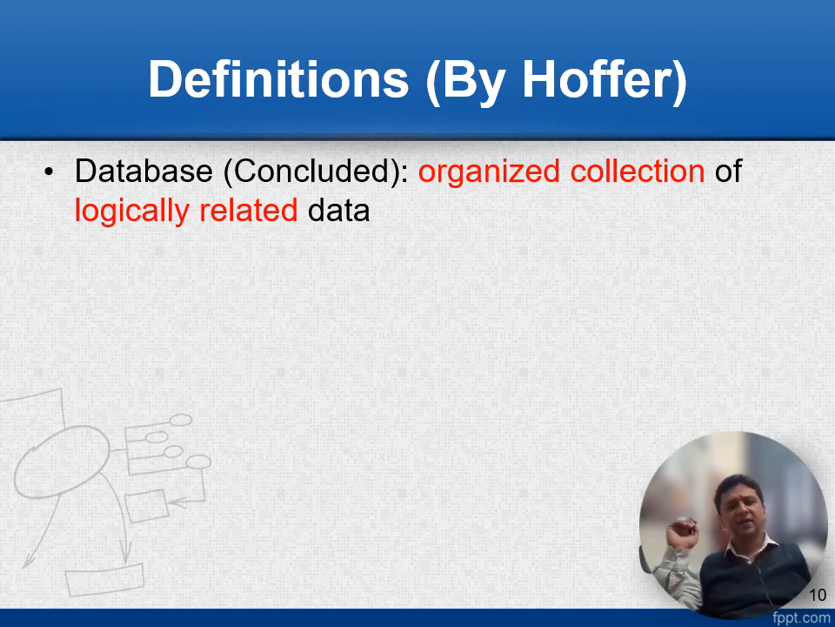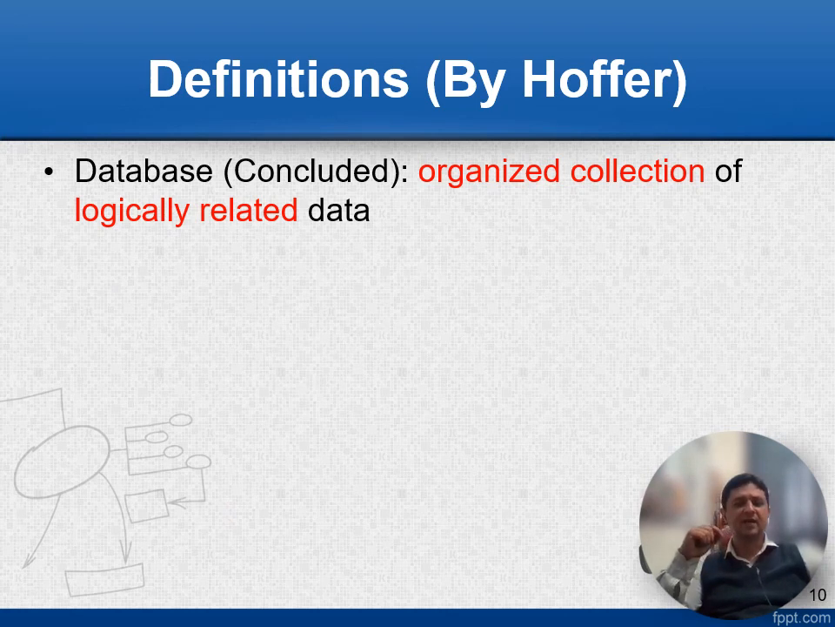Another concept here is logically related. Logically related means that for the organization for which you are designing the database, you can store the logically related data in that database. The objects whose data you are storing should have some logical relationship or association, and this is totally relative. It is totally dependent on the organization for which you are designing that database.